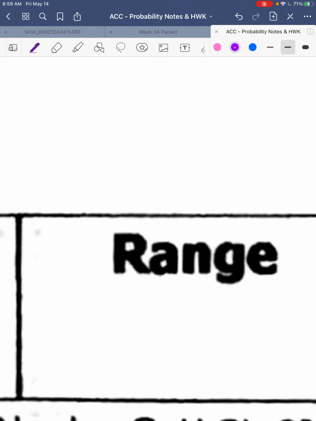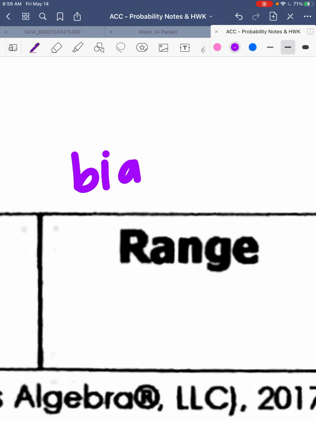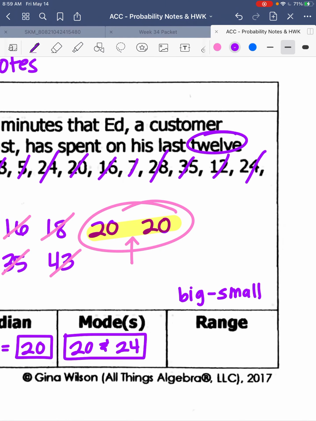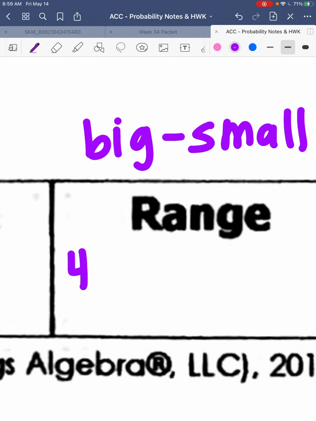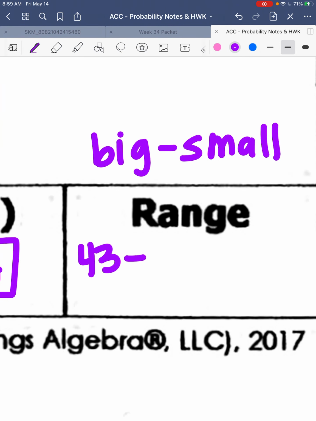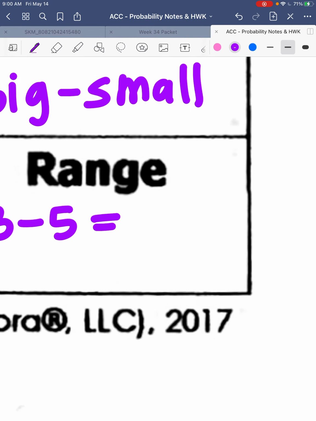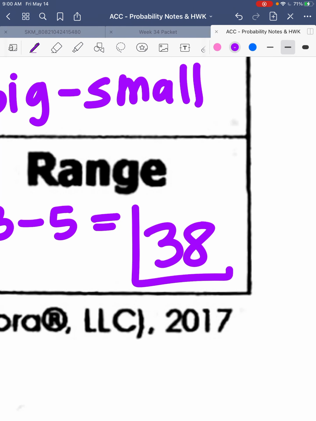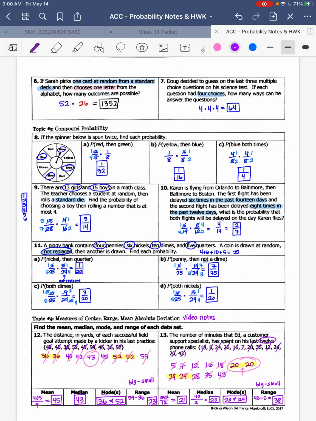And finally, my range. I find my range by taking my biggest number and subtracting my smallest number from that. So looking at my data, my biggest number is 43, and my smallest number is 5. So 43 minus 5 gives you 38. So that right there is your range.